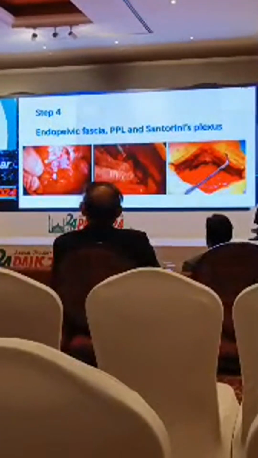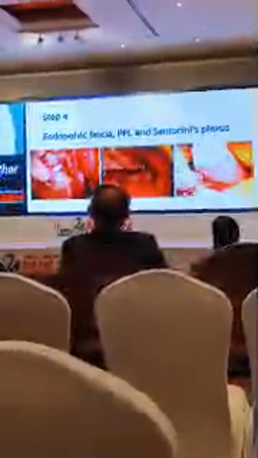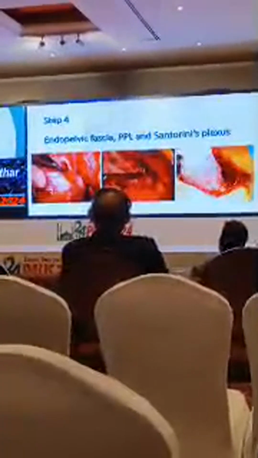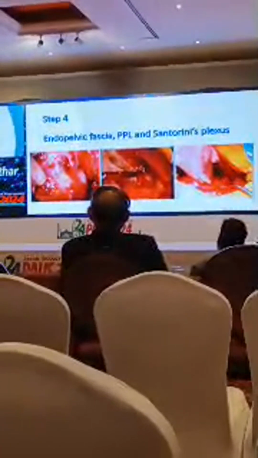Followed by the dorsal venous complex, which is one of the major causes of morbidity and need for transfusion. We know that transfusion not only increases the morbidity, acute morbidity, but is also somehow related to poor oncological outcome in these patients. So these are the same steps that you do in an open standard radical prostatectomy.